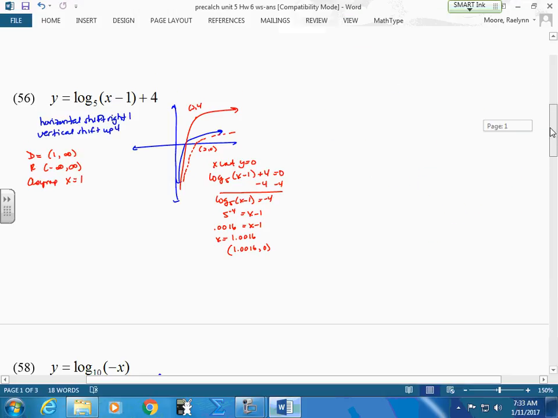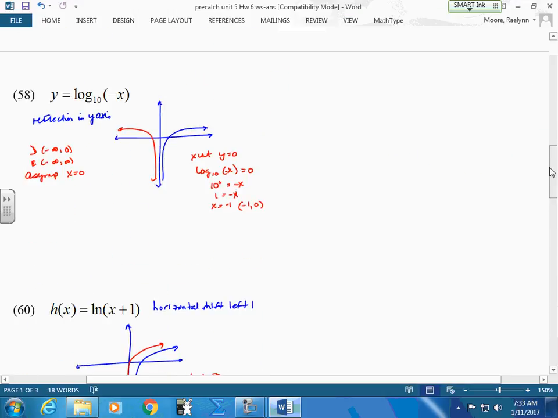What does that negative next to the x do? When x goes from positive to negative, where is the reflection? The y-axis. Okay.